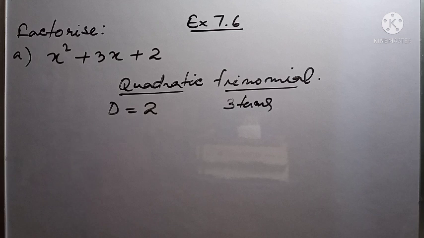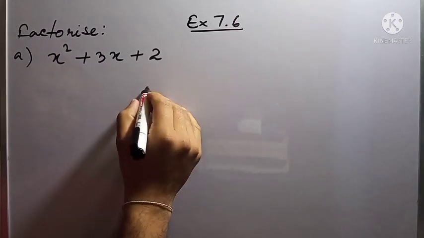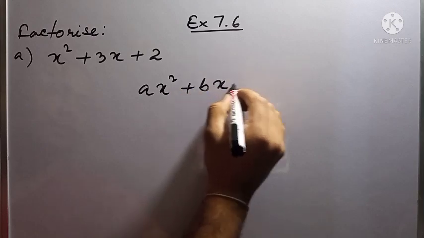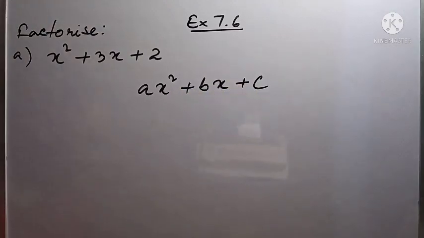Today in this exercise, we are going to learn how to factorize the quadratic trinomial. Next, let me write this: ax squared plus bx plus c. This is the general form of a quadratic trinomial. We learn it more deeply in the higher classes, class 9 and 10, but now, let us know the basics.